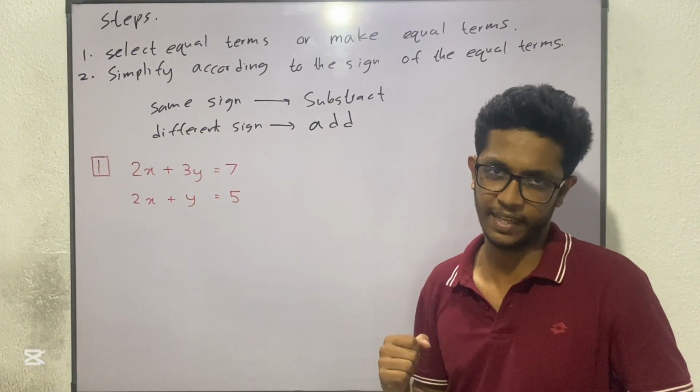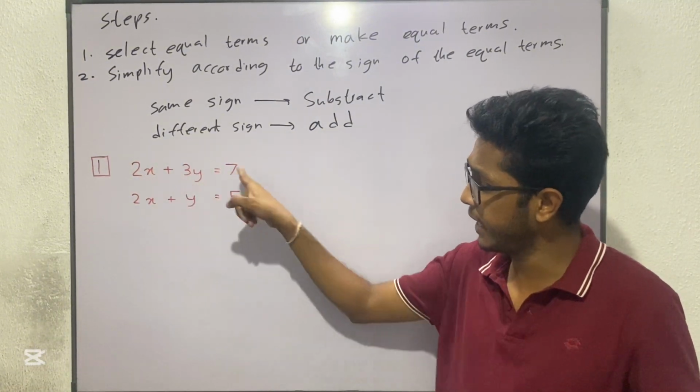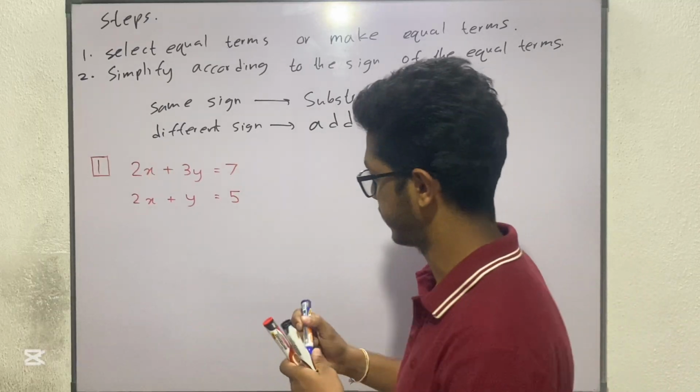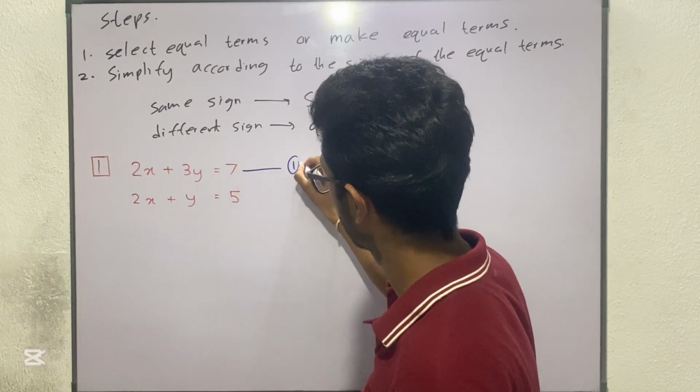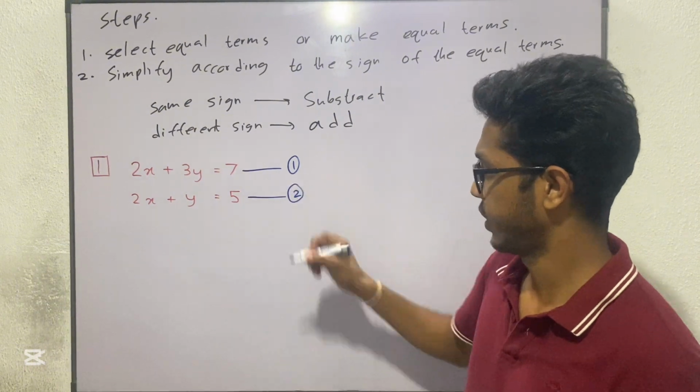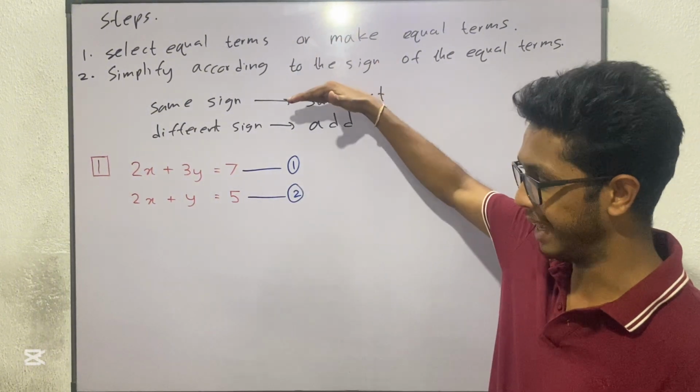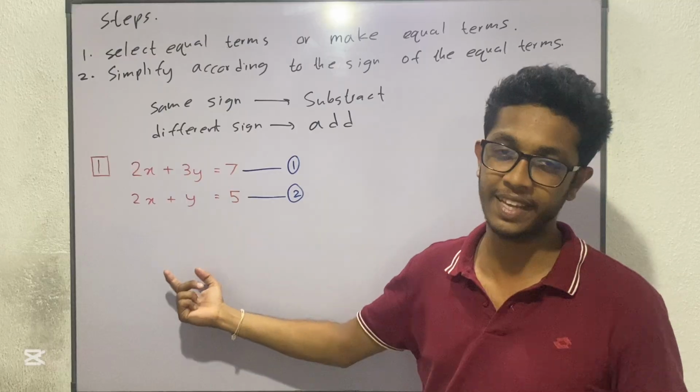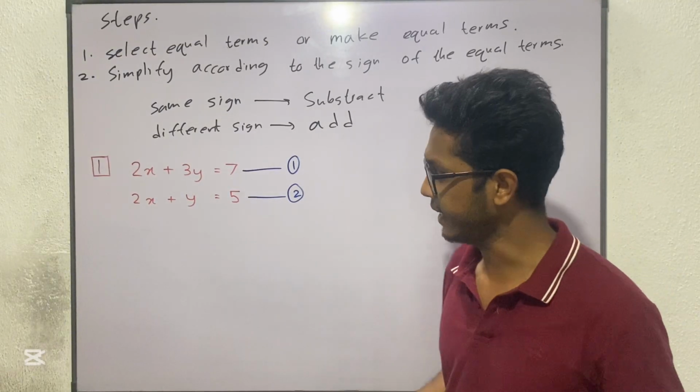This is my first example. 2x plus 3y equals 7. That is my first equation. 2x plus y equals 5. That is my second equation. So by following these two steps, I am going to solve these two equations and I am going to get the values for x and y.